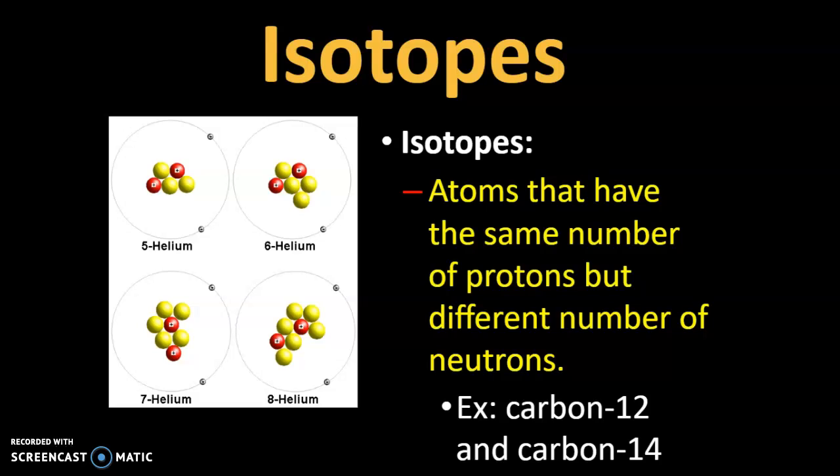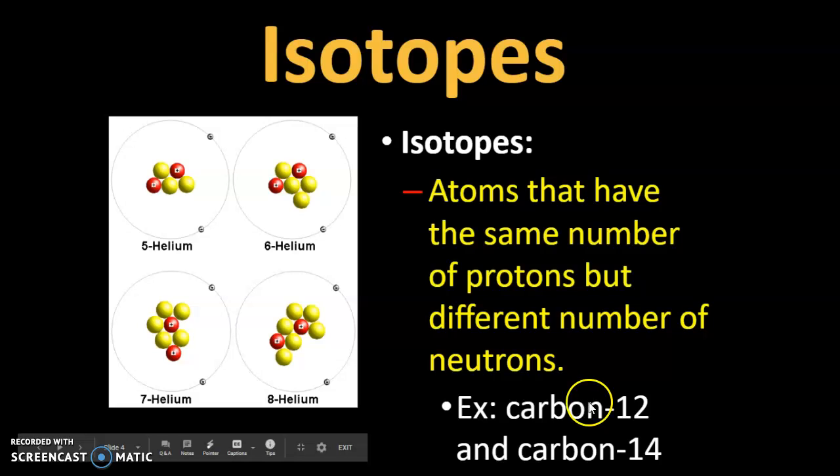Carbon is always going to have 6 protons, and in this case, it's also going to have 6 neutrons. Carbon here has 6 protons, and 6 plus 8 is going to make 14.